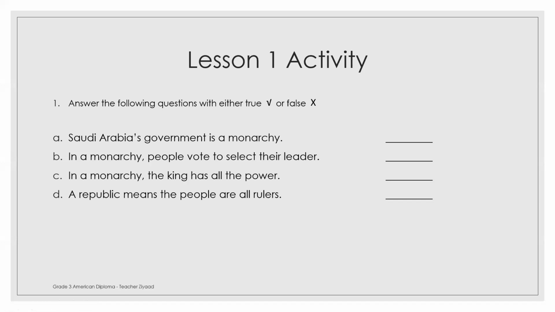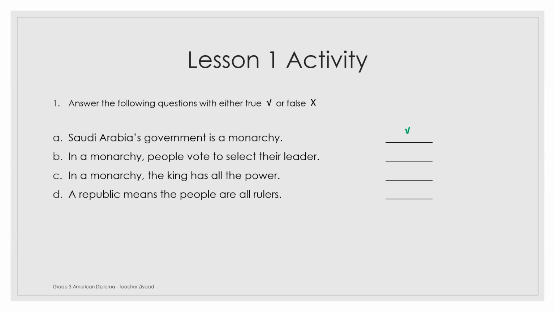A says Saudi Arabia's government is a monarchy. If you remember what a monarchy is, you will know that monarchies are royals or people of royal descent, so our kings, queens, princesses, or sultans. We do have King Salman in Saudi Arabia, which means that Saudi Arabia is a monarchy. So our first question would be true, and we put our tick there.